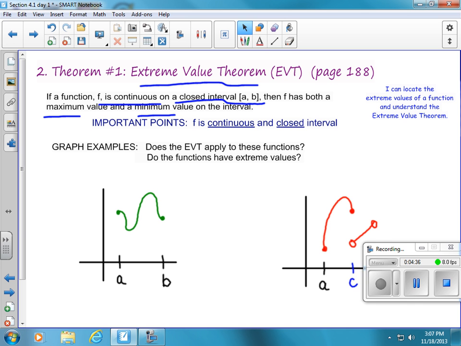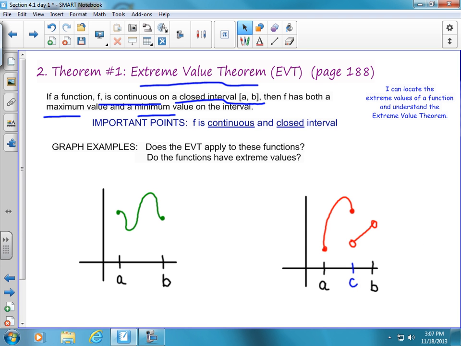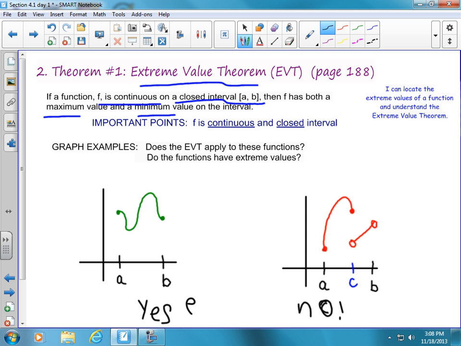So the question we have is, does the extreme value theorem apply to these functions? Basically we're asking, is it continuous? Is it closed? This one, the answer is yes. It's continuous and closed. This one, continuous and closed, no. So the EVT applies to this one. We call it the extreme value theorem, EVT, because it's easier to say. And so this function has extreme values. The highest point would be up here. The minimum point would be down here.